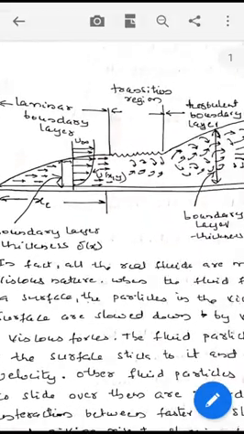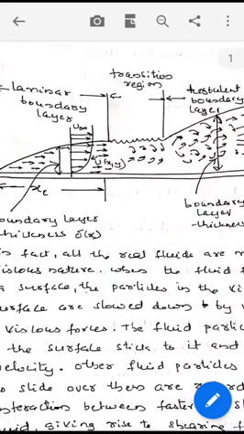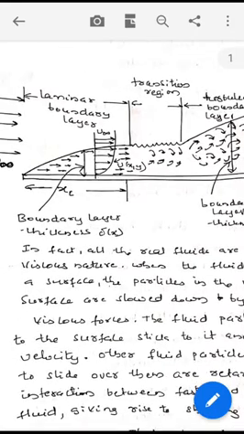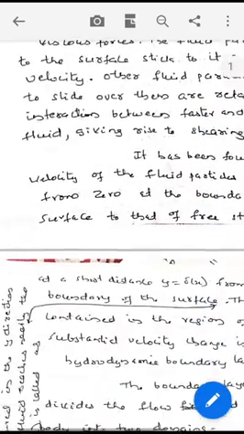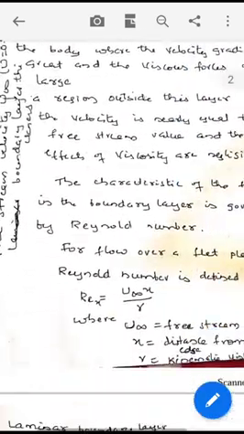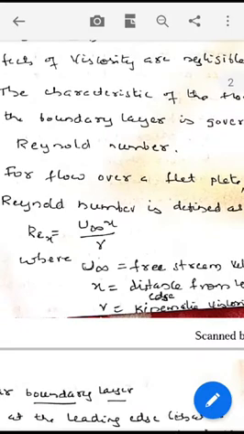From the velocity diagram of this boundary layer, it is clearly seen that there are two regions, a laminar region and a turbulent region. The type of flow within this boundary layer is determined by the Reynolds number. Reynolds number for the flow over a flat plate is defined as Rex equal to u infinity x by nu, where u infinity is the free stream velocity, x is the distance from the leading edge, and nu is the kinematic viscosity of the fluid.